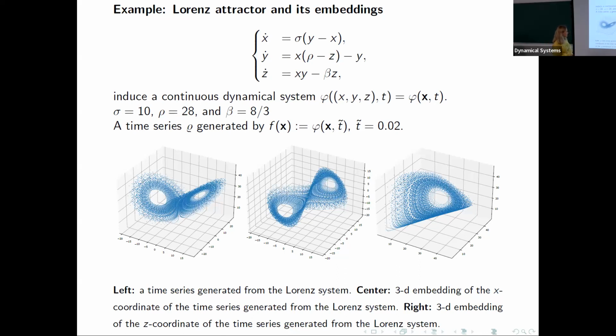In the center, we see a three-dimensional embedding of the x coordinate of the same time series. In other words, each point consists of three coordinates x, y, z, but now we look only at the x coordinates, and we have points like x1, x2, x3, then the next point is x2, x3, x4, and so on. So we produce this three-dimensional embedding of just the x coordinate. And as you see, the picture is similar.